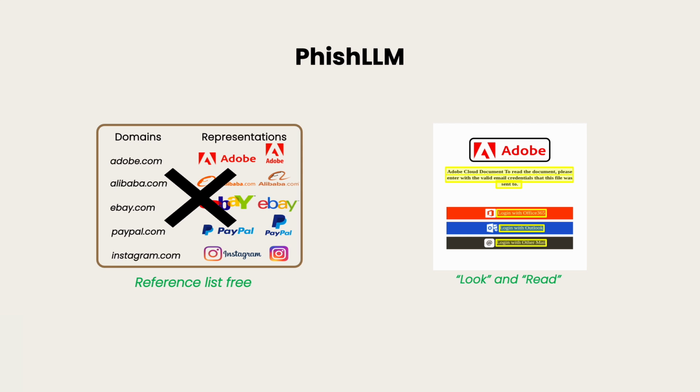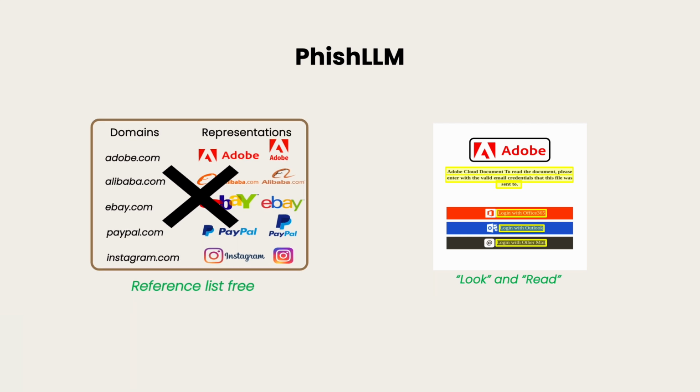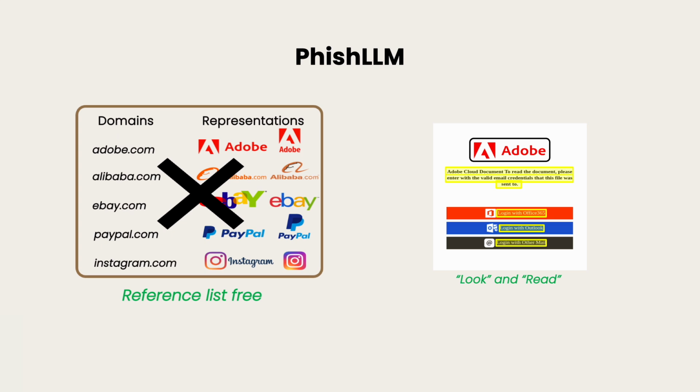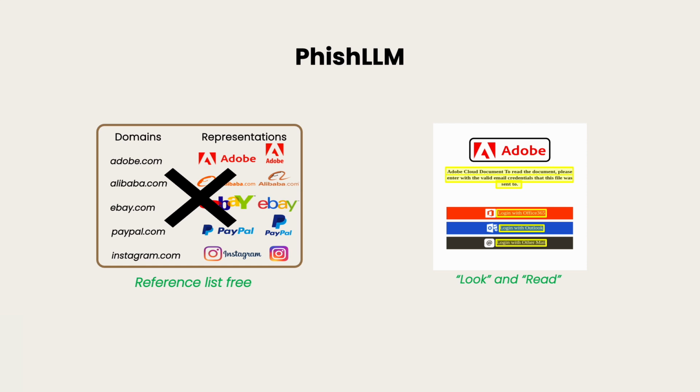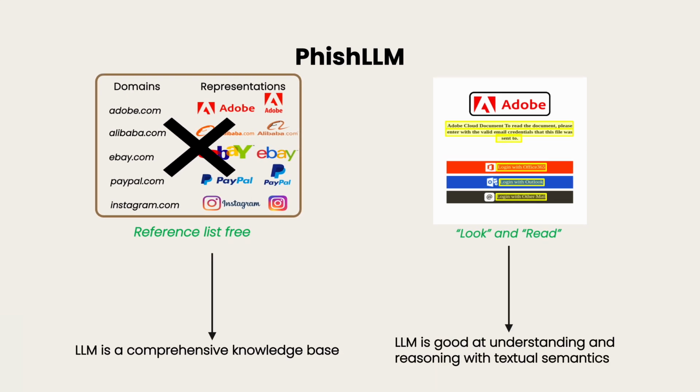We introduce PhishLLM, a novel phishing detection system that operates without a predefined reference list. Instead, PhishLLM uses advanced language models to look and read the content of a web page, analyzing logos and the textual semantics to identify potential phishing threats. Our rationales are: LLM is a comprehensive knowledge base. It may include far more extensive brand knowledge than any predefined reference list. In addition, LLM is naturally good at reasoning and understanding textual semantics, which is crucial for tasks such as understanding the credential-taking intention of a phishing web page.